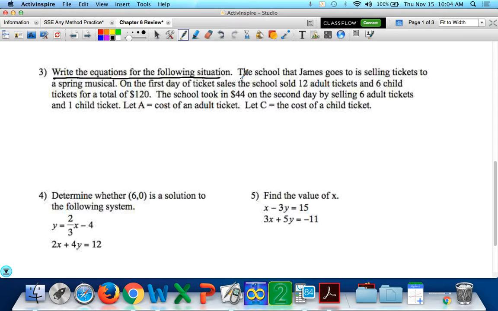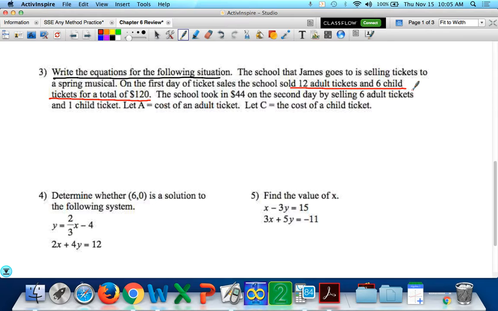Okay, this says write the equations for the following situation. Later on, in the very end of the test, you have to actually solve some of these out. But this one is just writing the equations. Okay, James is selling tickets. First day, he sells 12 adult tickets, 6 child tickets for a total of $120. There's one of my equations.